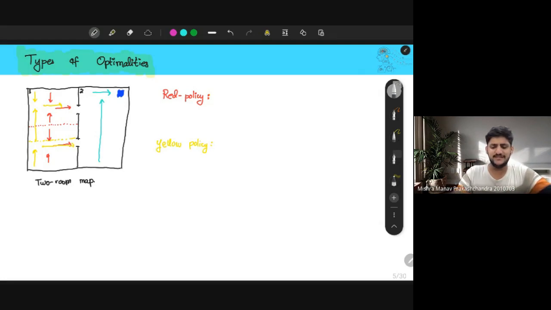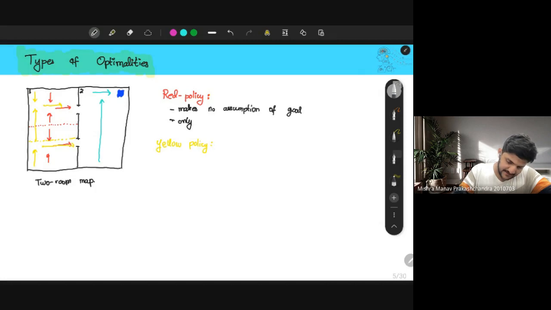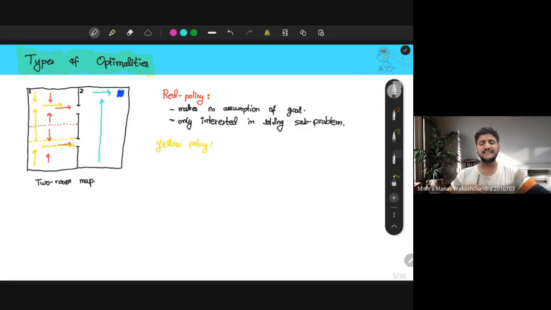So what the red policy does is it makes no assumption of the goal, only interested in solving the sub problem, right? I think it's fair to say that, because at every time step, the red agent is agnostic to the location of the goal or to the final global goal that the agent needs to achieve. It is only concerned with optimizing the subtask that it has in hand.